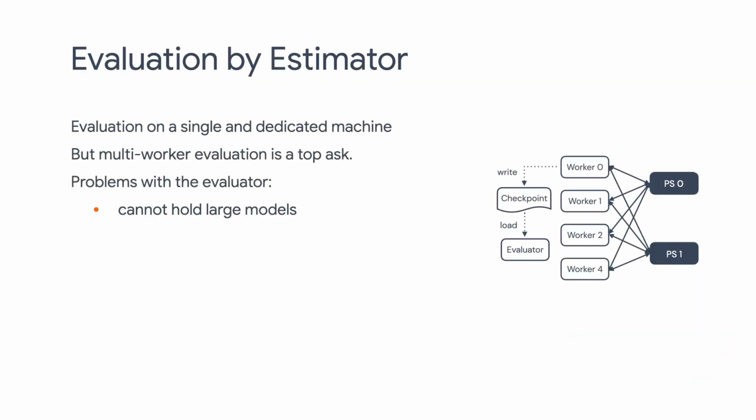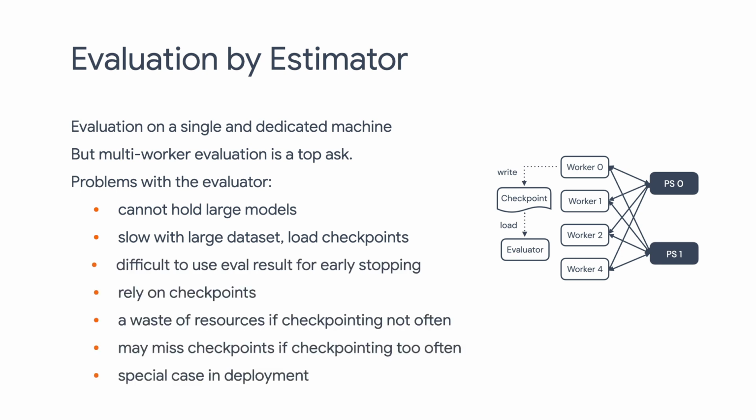For the evaluation part in TensorFlow 1 parameter server training, we use a dedicated machine to do evaluation. So this dedicated machine keeps checking checkpoints written by the chief worker, loads the latest checkpoint, and runs evaluation against that checkpoint. But multi-worker evaluation is a top ask from our users.